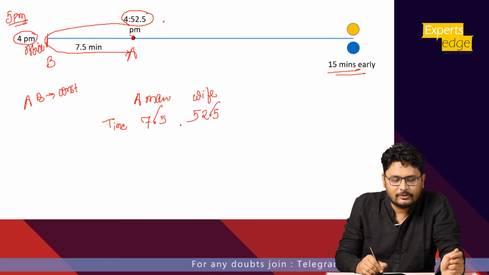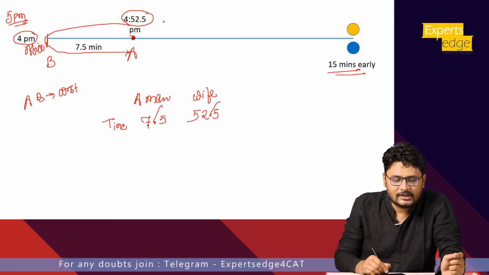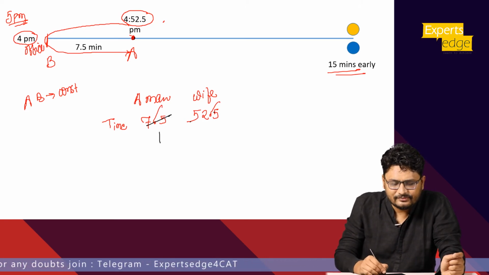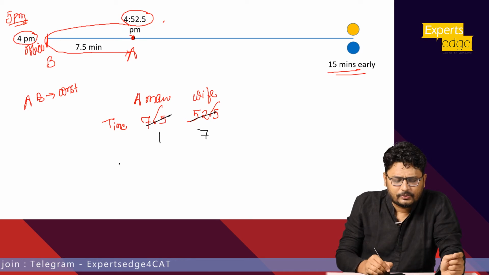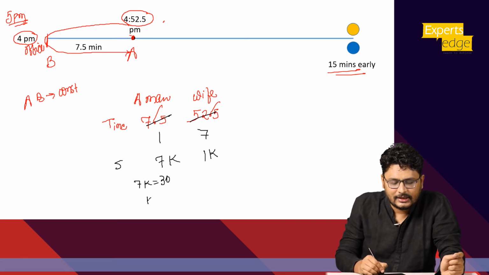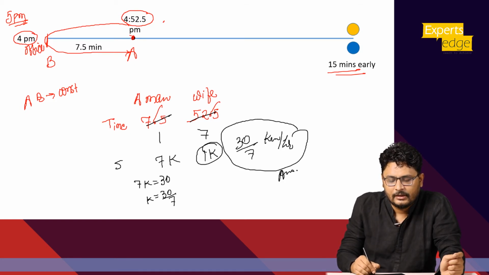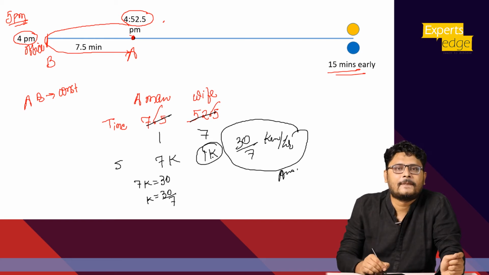In the last example we solved the easier numbers. Here the numbers are slightly trickier, okay? So if you solve this, the ratio comes out to be 1:7. So what will the ratio of speeds be? 7k and 1k, and Aman's speed was given as 30, so 7k should be equal to 30. So my k will come out as 30/7. So the walking speed of the wife should be 30/7 km/h. So this is the answer to this particular question. I hope this is clear.